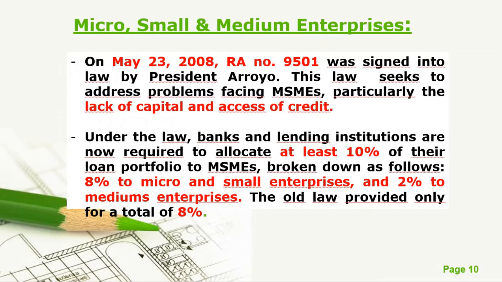Okay. Next discussion would be related to micro, small, medium enterprises. So what is it all about? Micro, small, medium enterprises. So it was on May 23, 2008 that RA number 9501 was signed into law by President Macapagal Arroyo. So this law seeks to address problems facing MSMEs, particularly the lack of capital and access to credit.